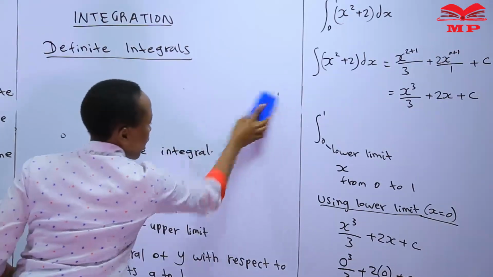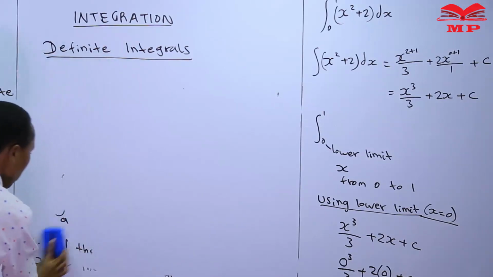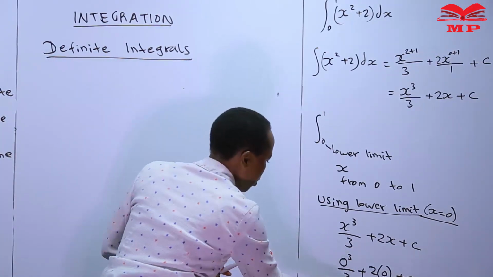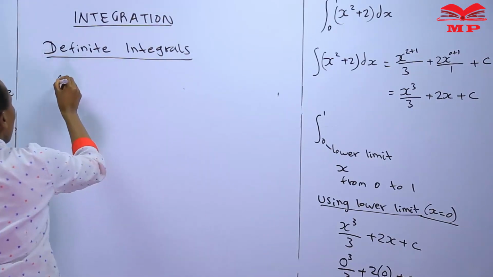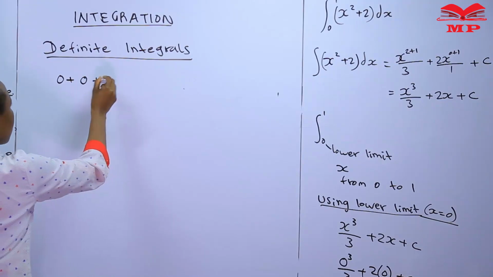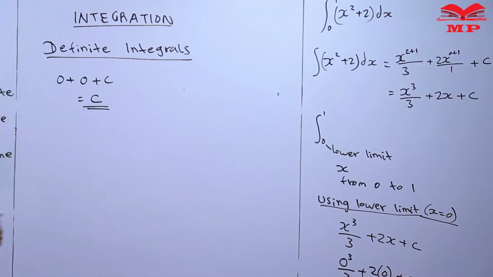That is now for the lower limit. For the lower limit, this is what we are going to have. Therefore, we have 0 all over 3, that is 0, plus 2 times 0, which is 0, plus c. So in our case here, we have c. That is for using the lower limit.